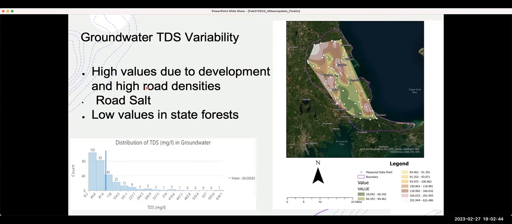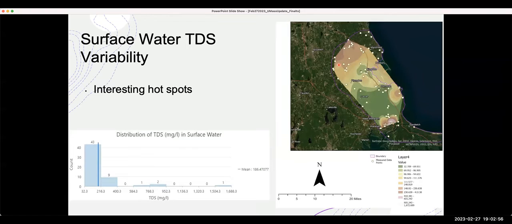The Kingston area is experiencing some high TDS concentrations over here. And if you go to the next slide, you can see that in the surface water, the TDS is low, and this is represented by the green. We're thinking this possibly may be some sort of saltwater intrusion in the groundwater.